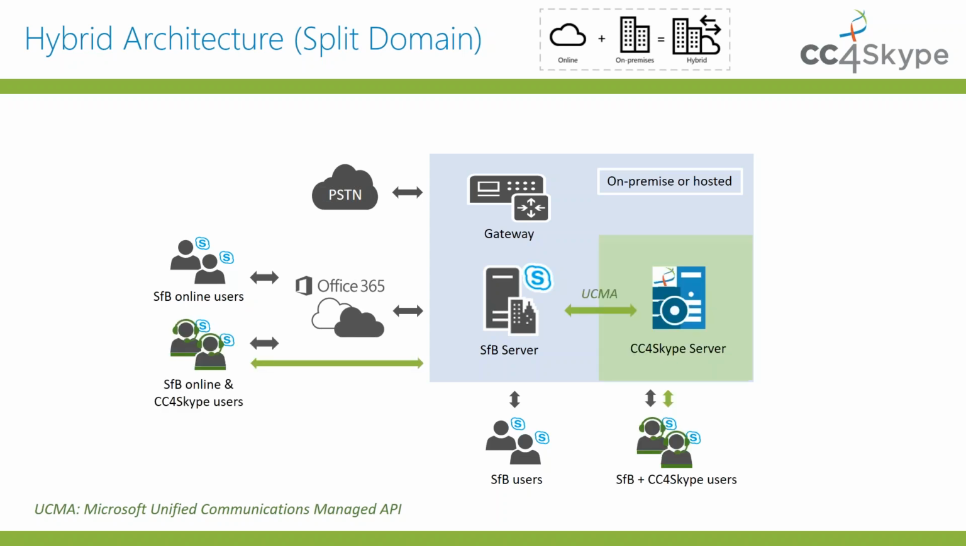So as CC4Skype, in the same way, we can add a CC4Skype server on a virtual environment at the customer premise and connect it through UCMA. What is important here is that Skype for Business users that are hosted on-premise can have a CC4Skype add-on, and with the same level of functionality, Skype for Business Online users can also have an add-on for CC4Skype purely in the cloud. So this is a hybrid environment, and without restrictions, you can add CC4Skype to the online or on-premise Skype for Business users.